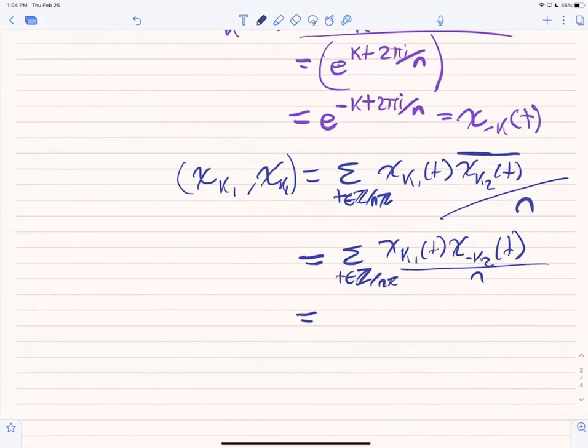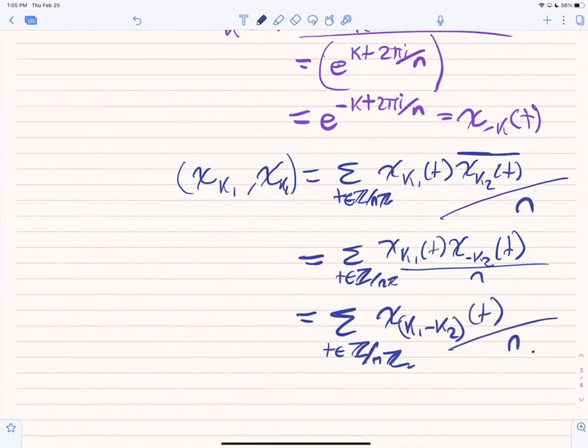And now the characters themselves form a group, so it's not so hard to check. This is something we already discussed last time: chi k1 times chi minus k2 is just chi of k1 minus k2 of t over n. So this inner product of these two characters is actually just adding up the values of some other character and dividing by n.